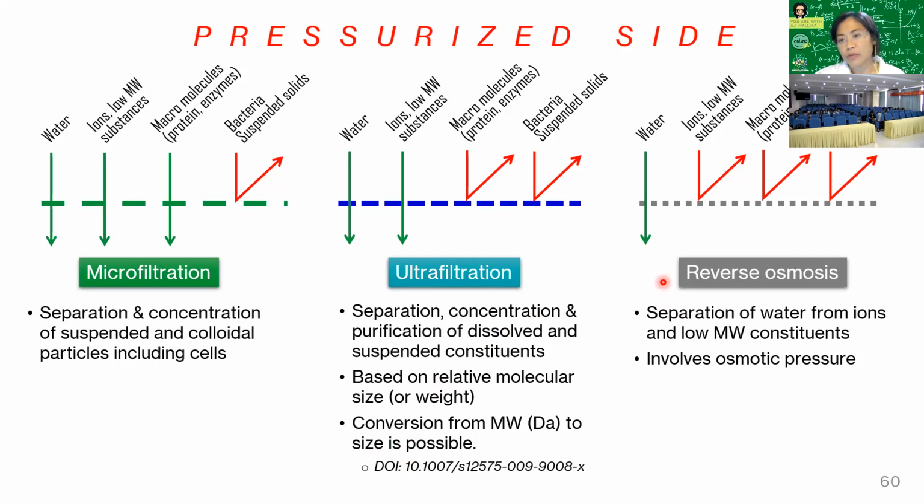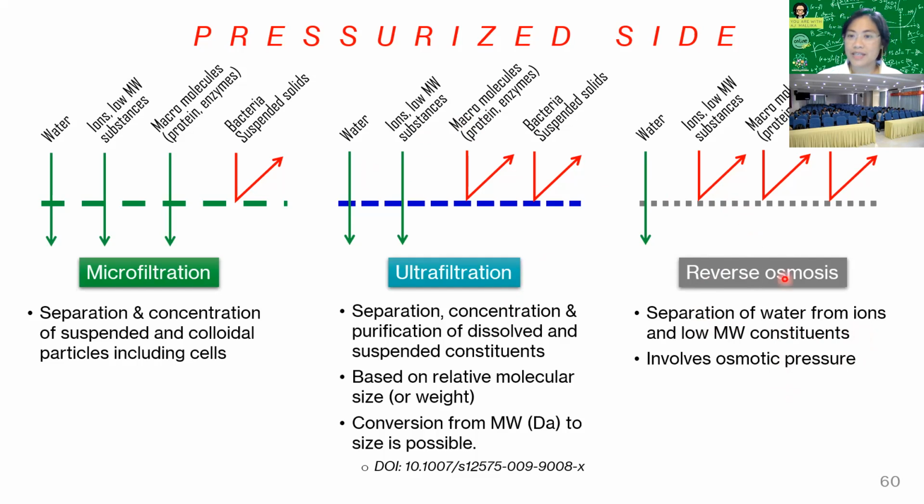The last one is reverse osmosis. You are most familiar with reverse osmosis because nearly all bottled water is now produced by the reverse osmosis process. Reverse osmosis is the separation of water from other things, rather than other things from water. So it's the separation of water from ions and low molecular weight constituents, and it involves osmotic pressure.